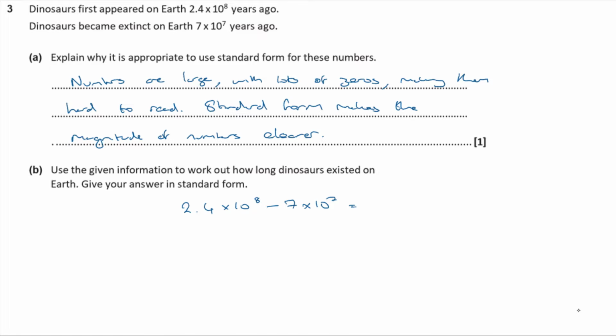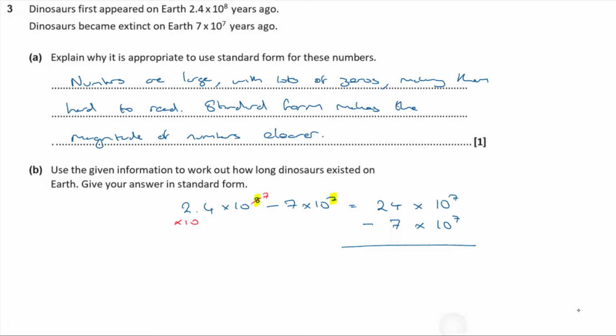Okay. Now the problem here is I've got different powers here and here, so it makes it very difficult to subtract. I need to try and get these the same. And the easiest way to do that is to break a 10 out of that first one. So taking a 10 out of there and timesing it into the 2.4, I'm going to get 24 times 10 to the 7, and I'm going to subtract 7 times 10 to the 7.